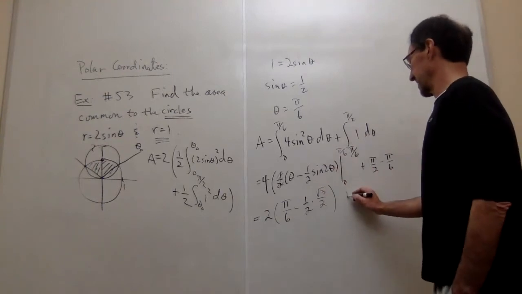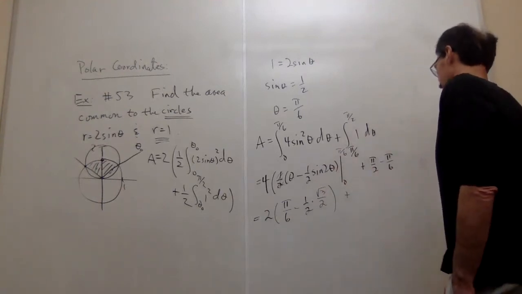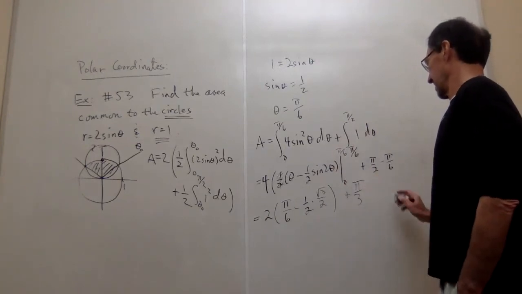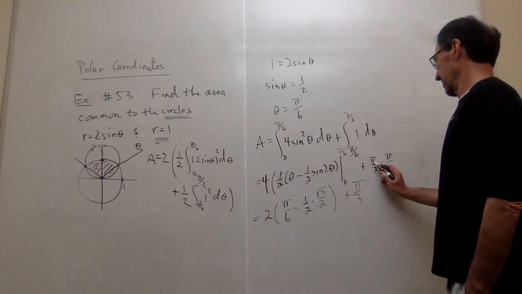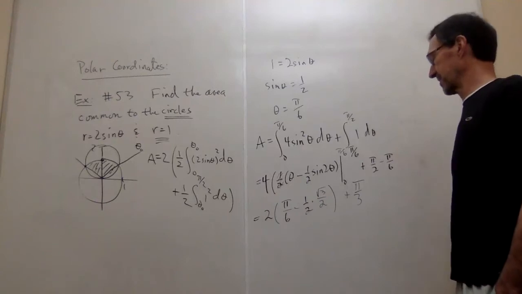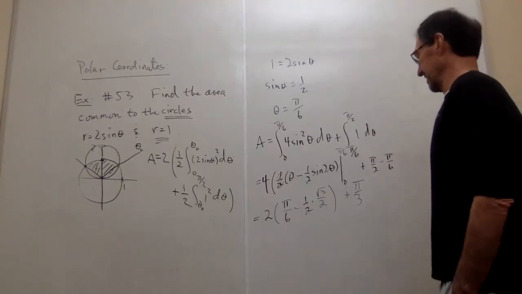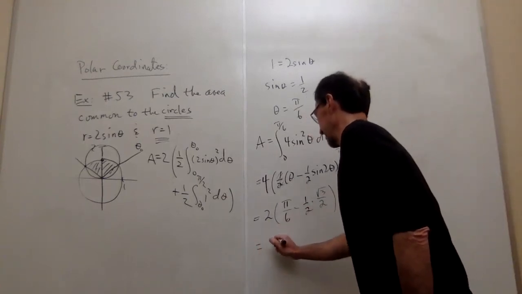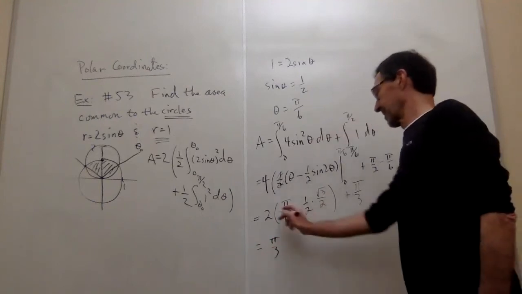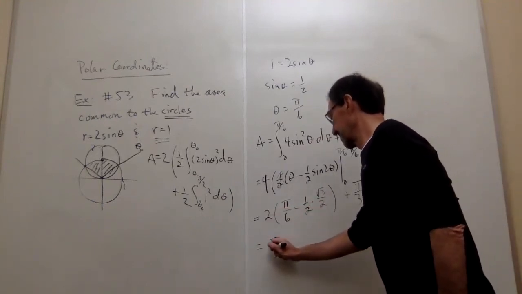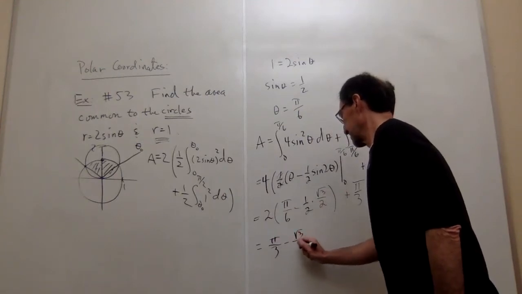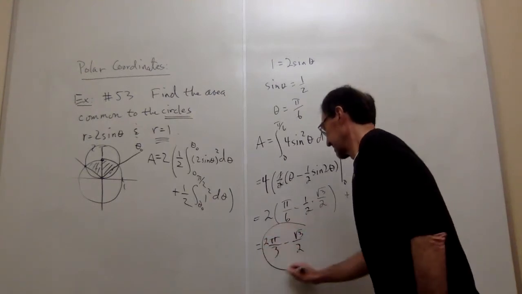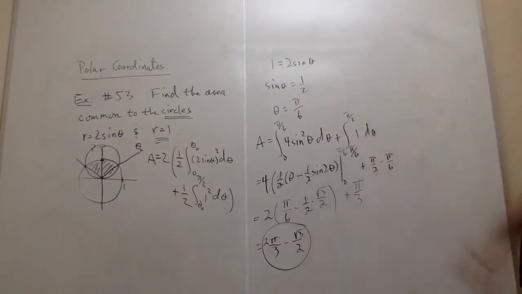Pi over 2 minus pi over 6 is pi over 3. Multiplied by 3, 3 pi minus pi is 2 pi over 6, pi over 3. And finally, I'll distribute that too. I get pi over 3 minus, it cancels, the square root of 3 over 2 plus another pi over 3. Let's double that. There's our answer, the area of the shaded region.